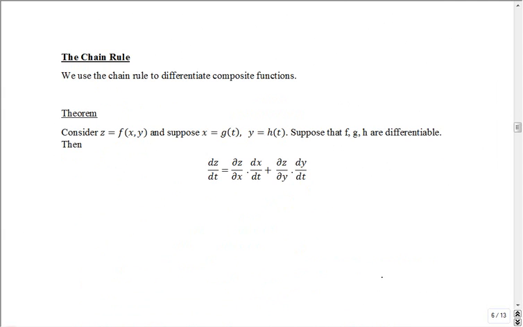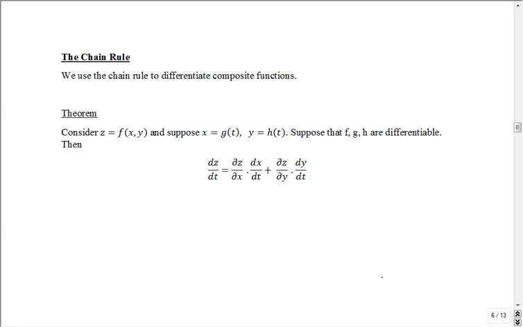The chain rule in multivariable calculus. So when do you use the chain rule in single variable calculus? To differentiate composite functions, right? You do the same thing here, but it's a lot more complicated. So let's start off with a simple function. Consider z a function of x and y, and suppose x is a function of t and y is a function of t. So in other words, z is really a function of t. Suppose that f, g, h are differentiable.